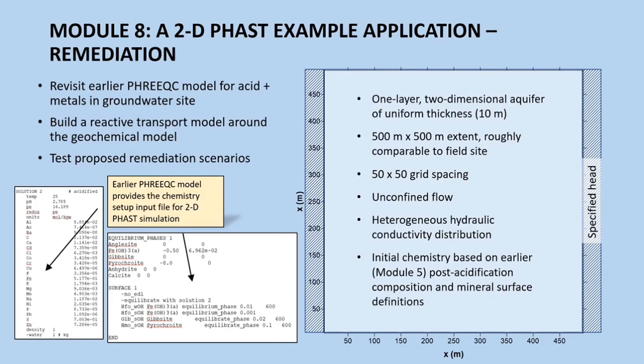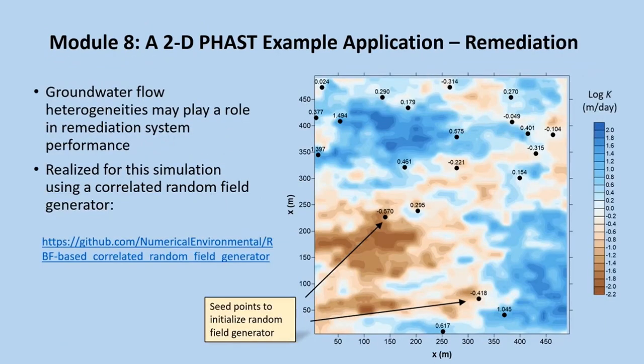Here we'll be setting up the initial conditions for reactive transport and then seeing how we can model a proposed remediation approach for the site. Without getting into too much detail, I will mention that groundwater flow heterogeneities do play a role at the site. To represent this for our purposes, I've used a correlated random field generator to posit a distributed mix of high hydraulic conductivity and low hydraulic conductivity zones. I'll note that this issue is more three-dimensional in character at the real site.